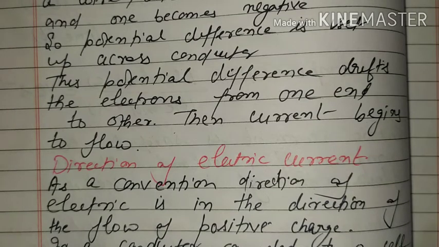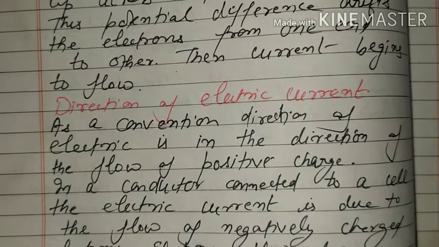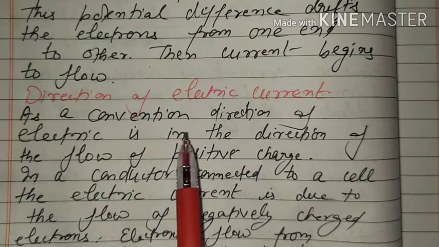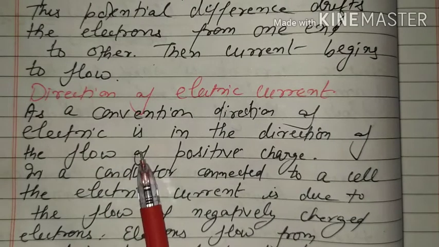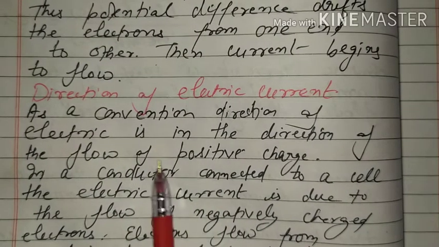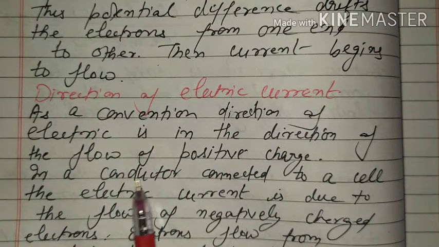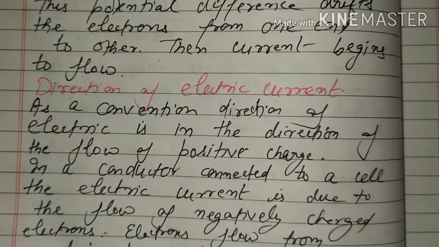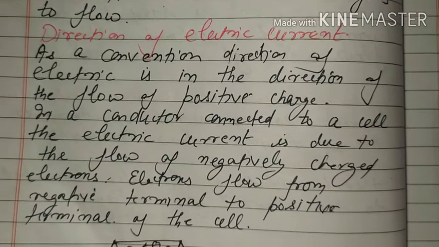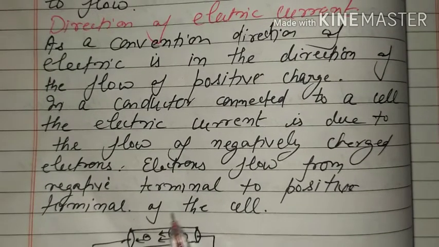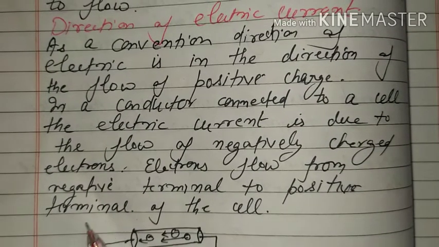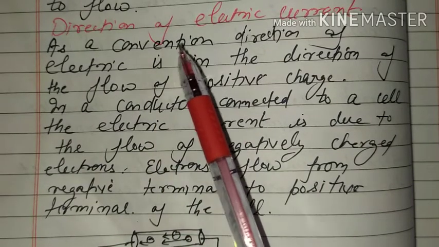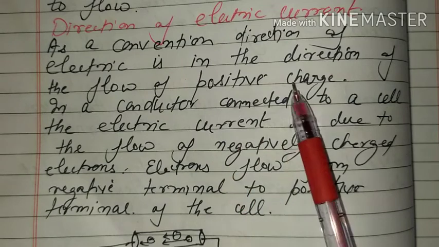Now, the direction of electric current as a convention. Convention means the old method. The direction of electric current is the direction of flow of positive charge. If a conductor is connected to a cell, electric current is due to the flow of negatively charged electrons. Electrons flow from the negative terminal to the positive terminal. Okay, if anyone asks, conventionally the direction is the flow of positive charge.